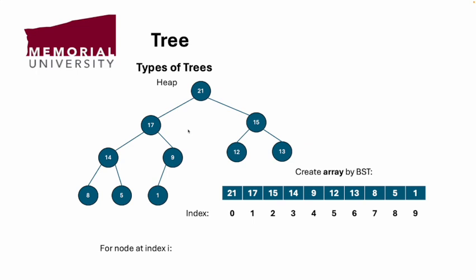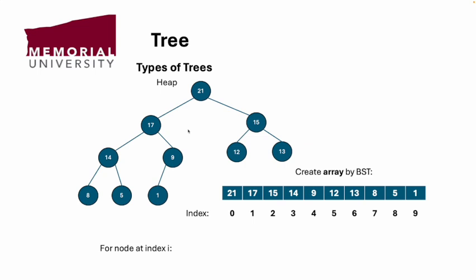Okay, for a node at index I, for example, any index, this index, right, I here, how do we calculate the parent? It's 9, right? The parent should be 17. If we know index 9 is index 4, how can we get the parent? How can we know 17 is the parent? How do we know the 1 is the child? So that's the question here.